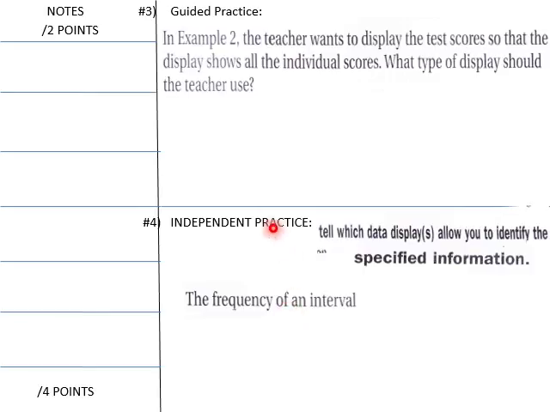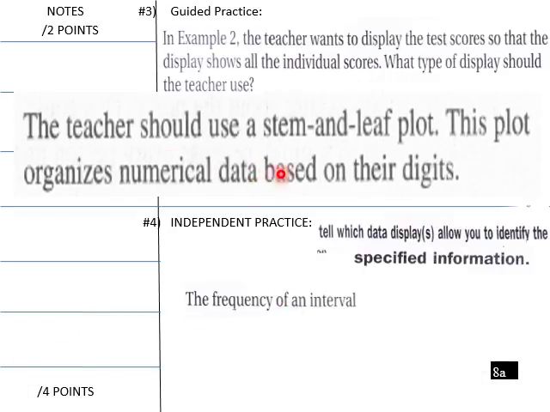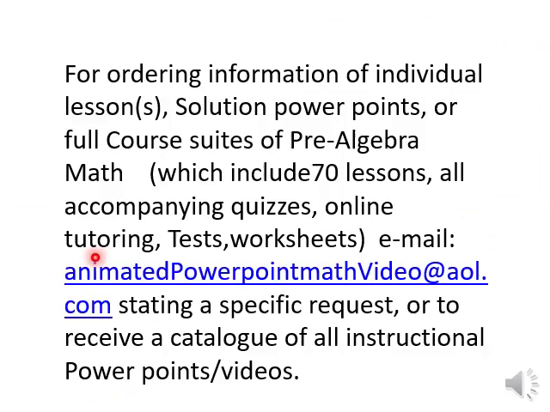Okay, anyways, back to our guided practice up here. Stem and leaf. This plot organizes numerical data based on their digits. You can really show, for every 10, if you use 10 for a stem, you can see which students scored in the 70s, 80s, and 90s. That's really handy for that. And that was lesson 11.3. That was Part 1, and Part 2 and Part 3 are available. If you email me, I'll get that out to you. Thank you.